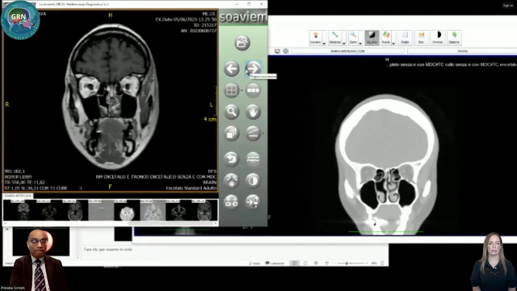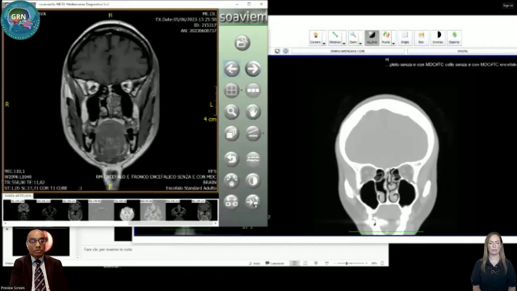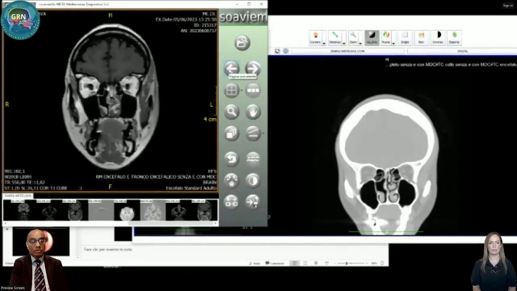At the level of the posterior third of the olfactory cleft, this is an enhanced neoformation with a little contrast enhancement also at the dura of the olfactory cleft. The olfactory bulb does not seem affected, but has to be checked by histological examination.